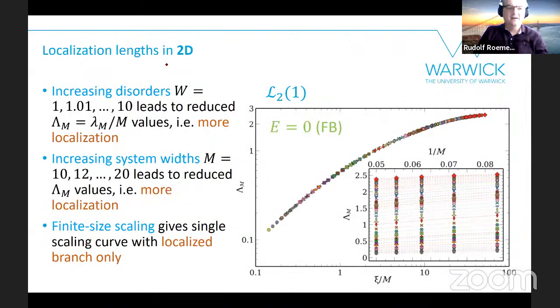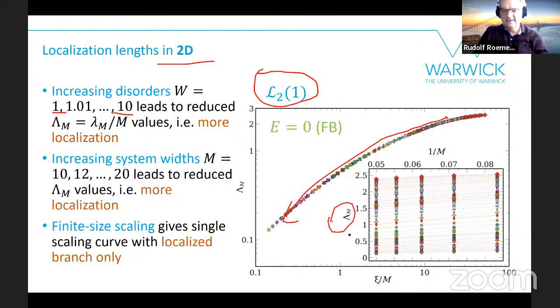So having done that, here are the results for what happens in 2D for our standard Lieb model, L to 1, so the normal Lieb lattice. We increase the disorder from 1 to 10, and we get a curve like this after scaling, or even before scaling, which is in the inset. These are curves for different disorders plotted as a function of 1 over M. And you see, basically, we always have a slope that goes negative. So we have a curve which goes negative, which means that Lambda over M becomes smaller as M becomes larger. We're plotting 1 over M, so large M is to the left over here. And hence we are in a situation where we are localized.